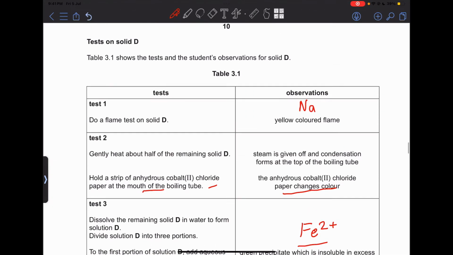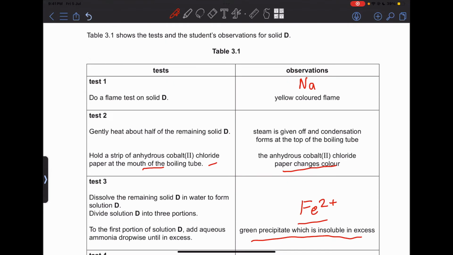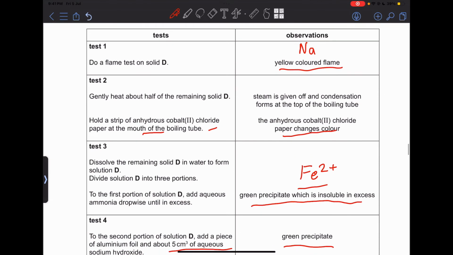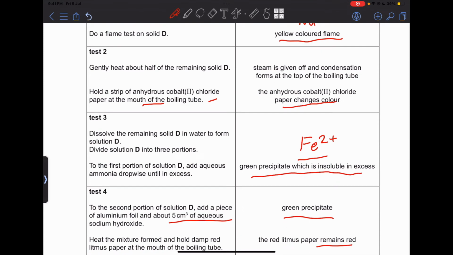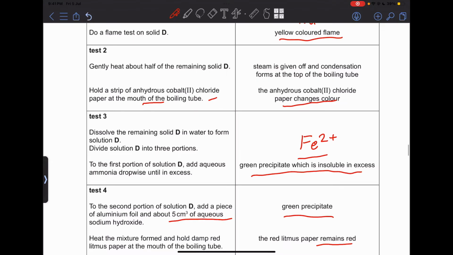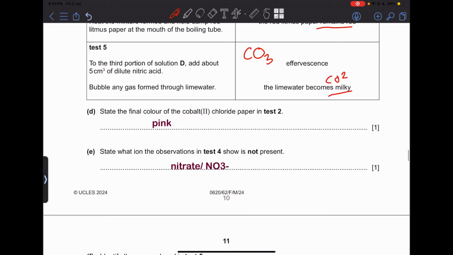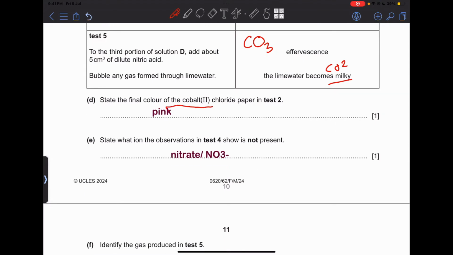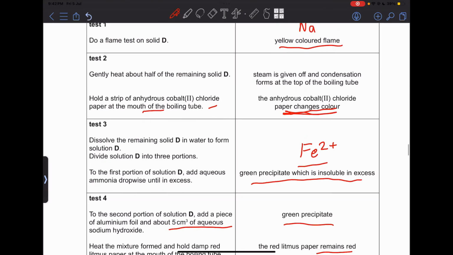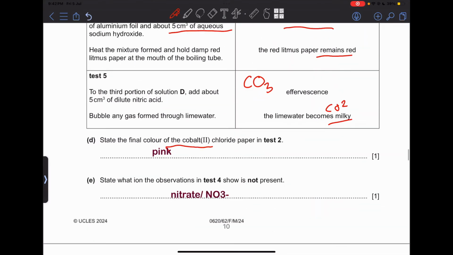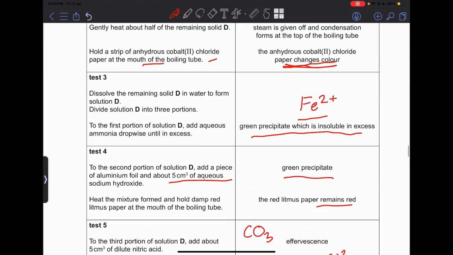So we're trying to find out what solid D is, what components it has, what elements it has. So do a flame test on solid D. It gave us a yellow colored flame, which indicates that we have sodium, and hold a strip of anhydrous cobalt 2 chloride paper at the mouth of the boiling tube, and we know that if it changes color, then we should get pink over here. So this answers our first question. State the final color of the cobalt 2 chloride paper in test 2, which is pink. It's not written in the back of the exam over here in the notes, but you should know it.